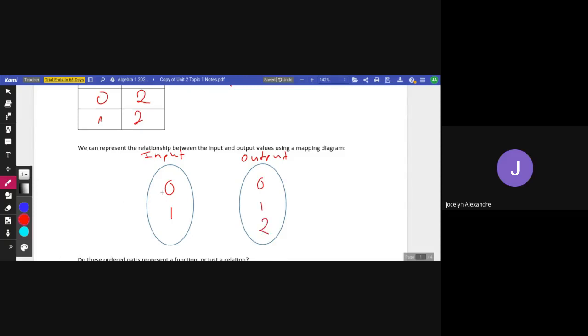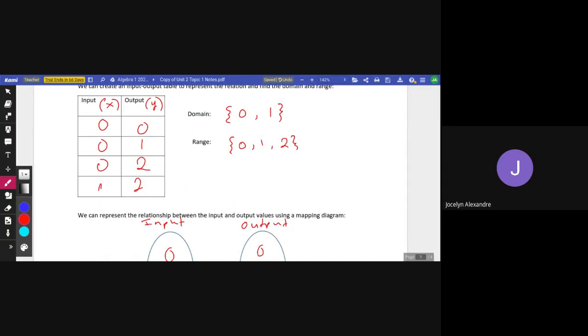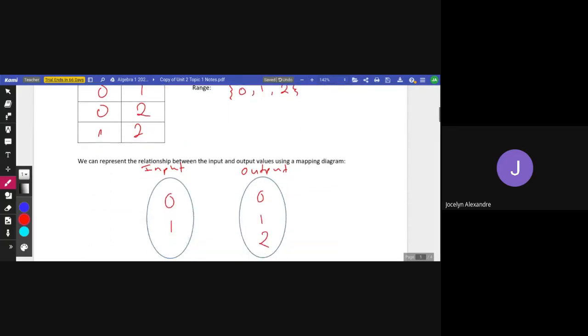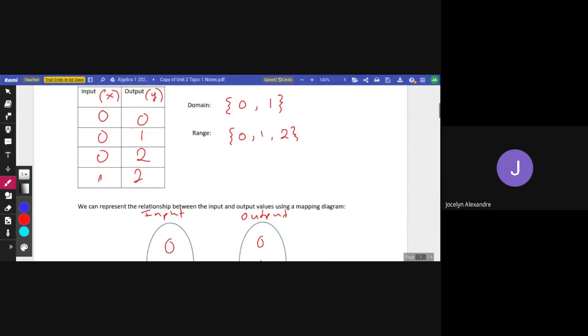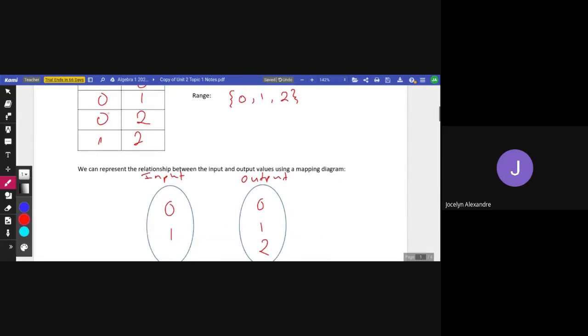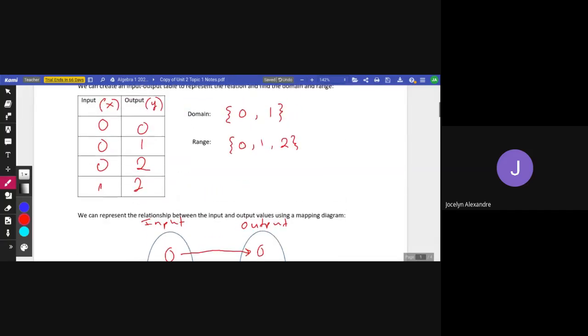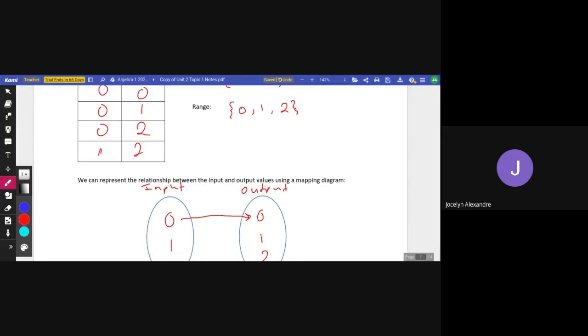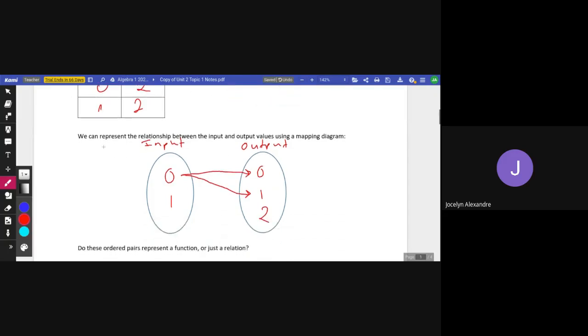For the mapping diagram, we draw arrows from the input to its corresponding output. I'm going to use my table for this. For 0, that maps to an output of 0. My second ordered pair was 0, 1, so I start at 0 again and map to 1 for my output. Then I go to 0 again and map to 2 for my third ordered pair. The last one goes from 1 to 2.